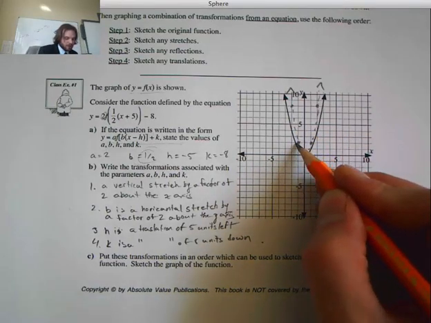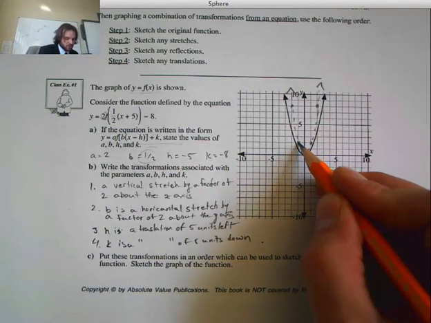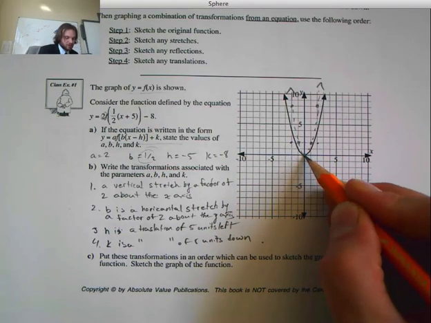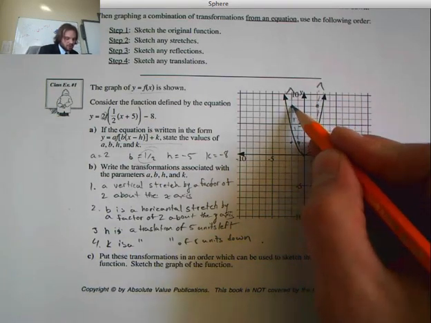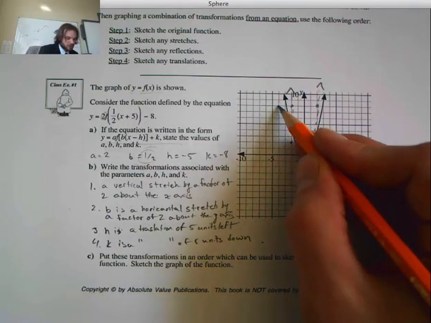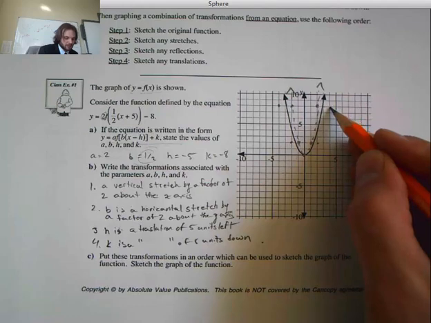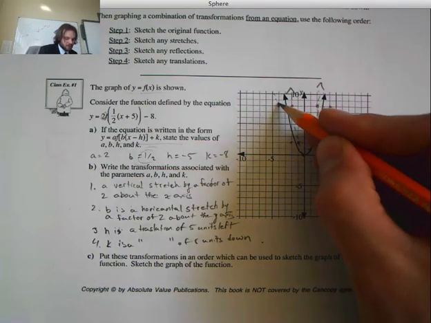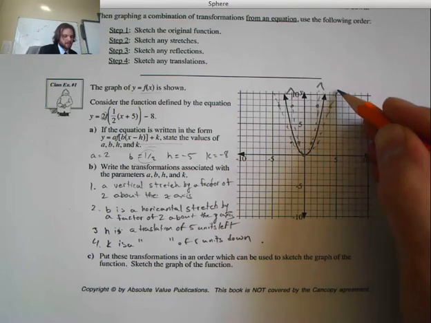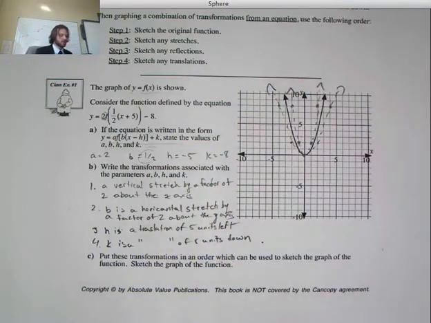Next we want to do the horizontal stretch. Everything doubles in distance away. So this is 1 away, so it must be 2 away. This stays where it is. This here is 2 away, so now this is going to be 4 away. We have to double the distance. So now, my graph looks something like this. So we're done a and b.